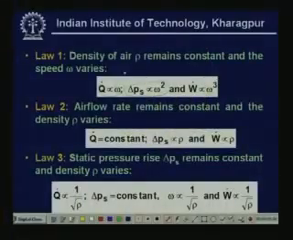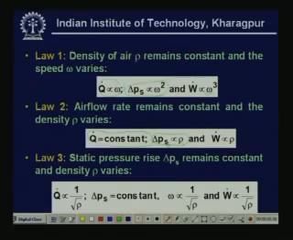Next comes fan law 2. This is valid when air flow rate remains constant and the density varies. So, this law is valid for this condition. We are keeping the air flow rate constant, but density is varied. So, when you keep the air flow rate constant, Q dot remains constant and density is varying. The static pressure rise is proportional to density. So, if the density becomes double, static pressure rise also becomes double.